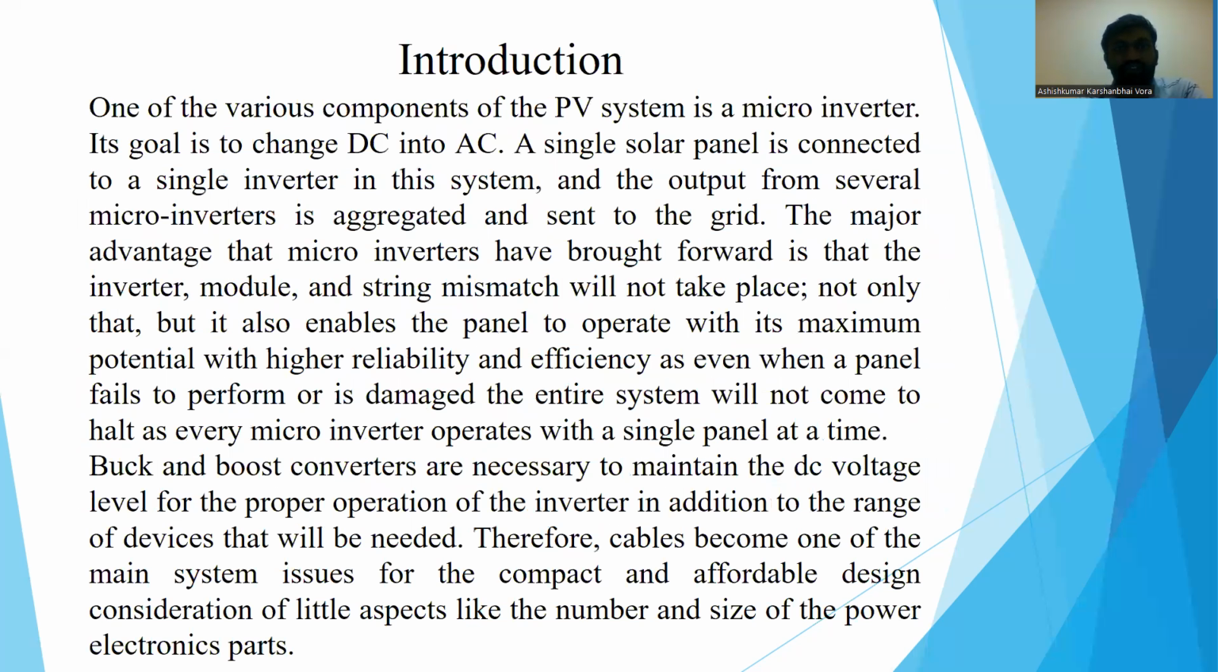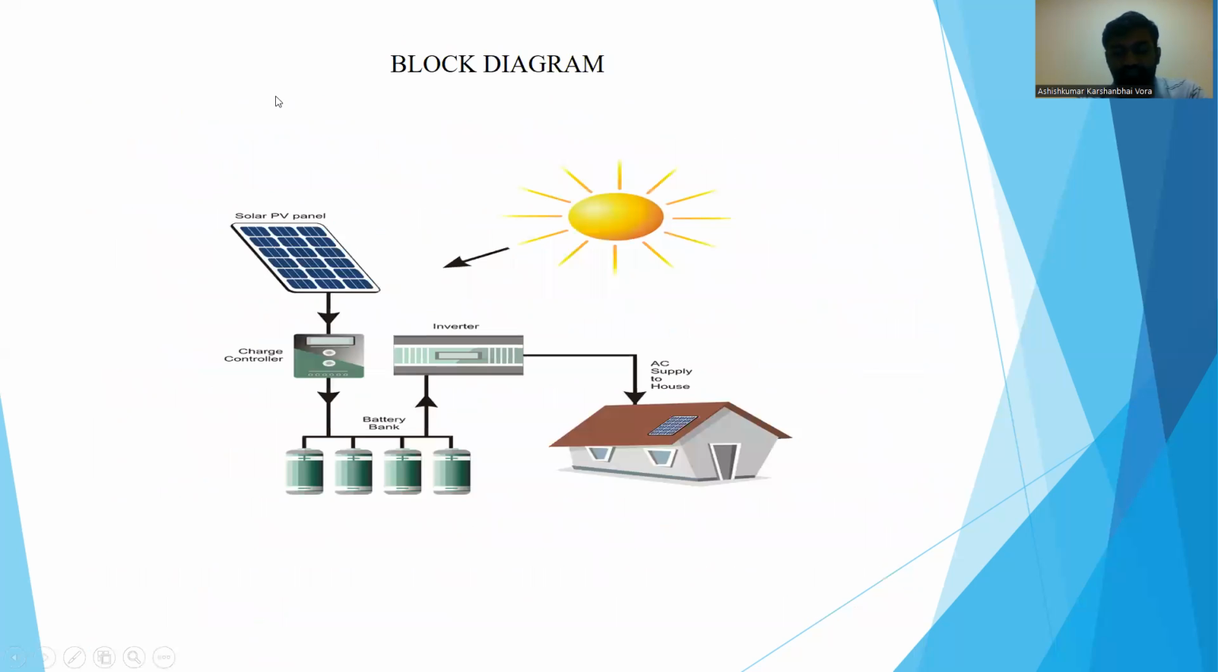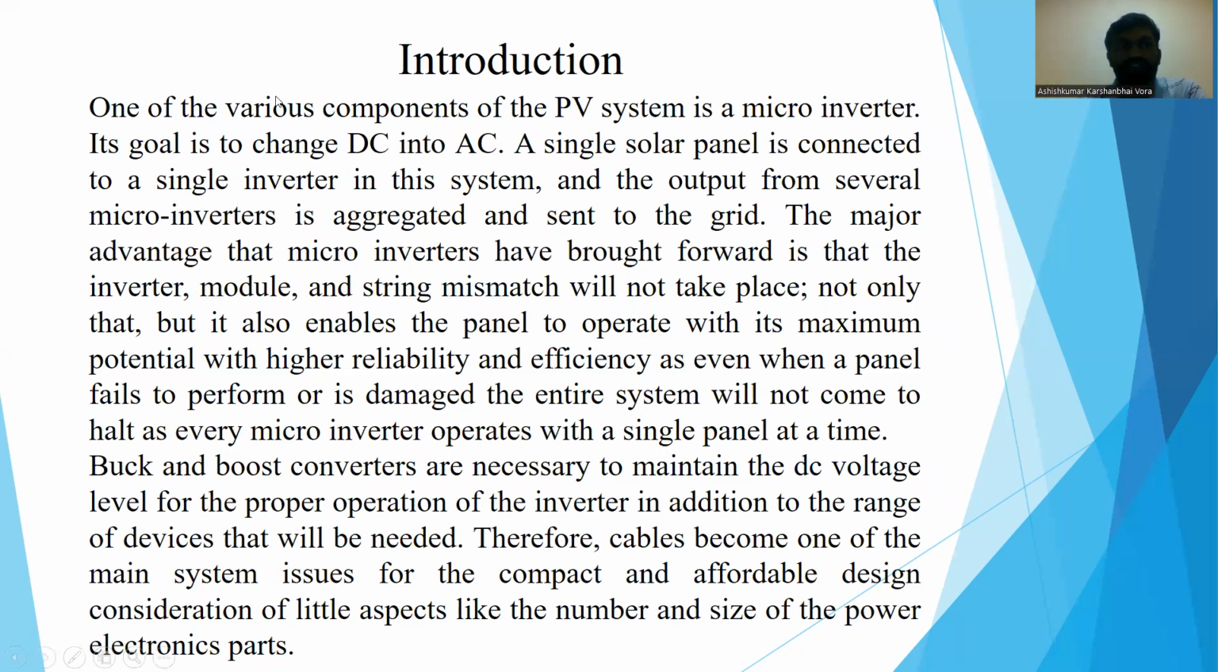And this is the introduction of my topic. One of the various components of the PV system is a microinverter. Its goal is to change DC into AC. A single solar panel is connected to a single inverter in the system, and the output from several microinverters is aggregated and sent to the grid.